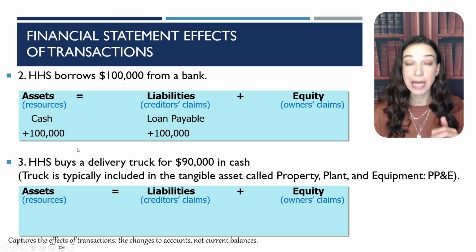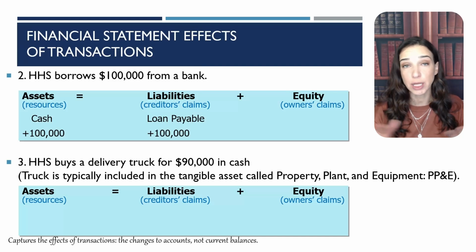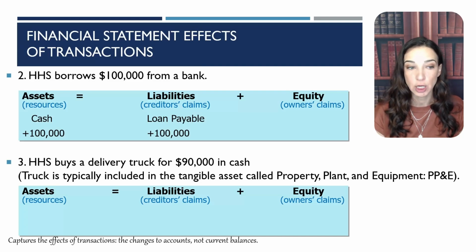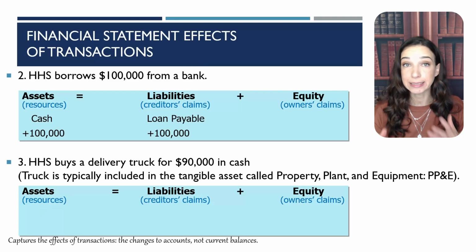Third transaction, now they're going to use up some of this cash. What do they want to do? They want to buy a delivery truck for $90,000, and they're going to pay for it in cash. A truck is an asset. It is a tangible asset.